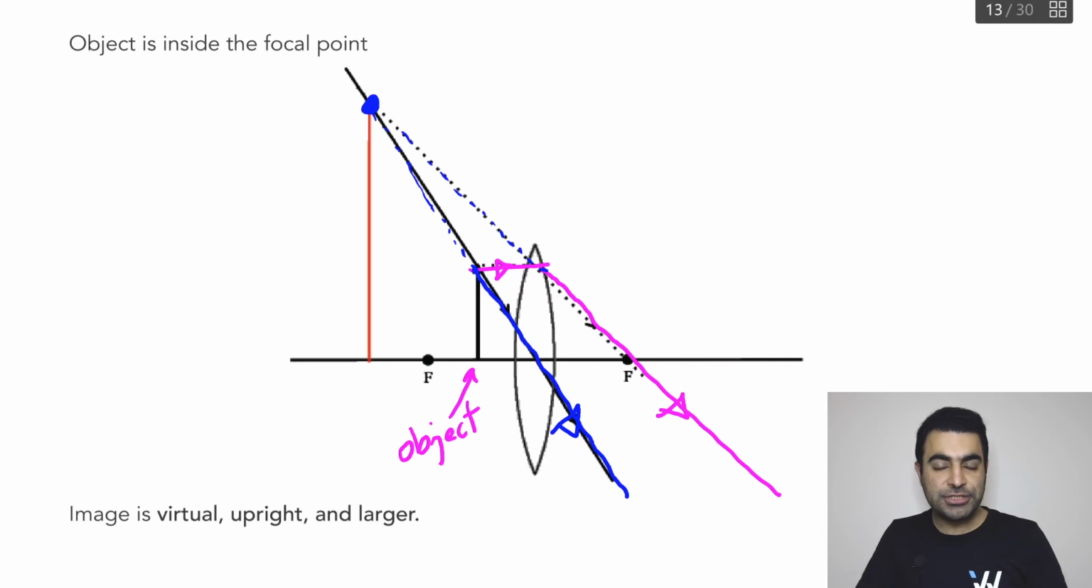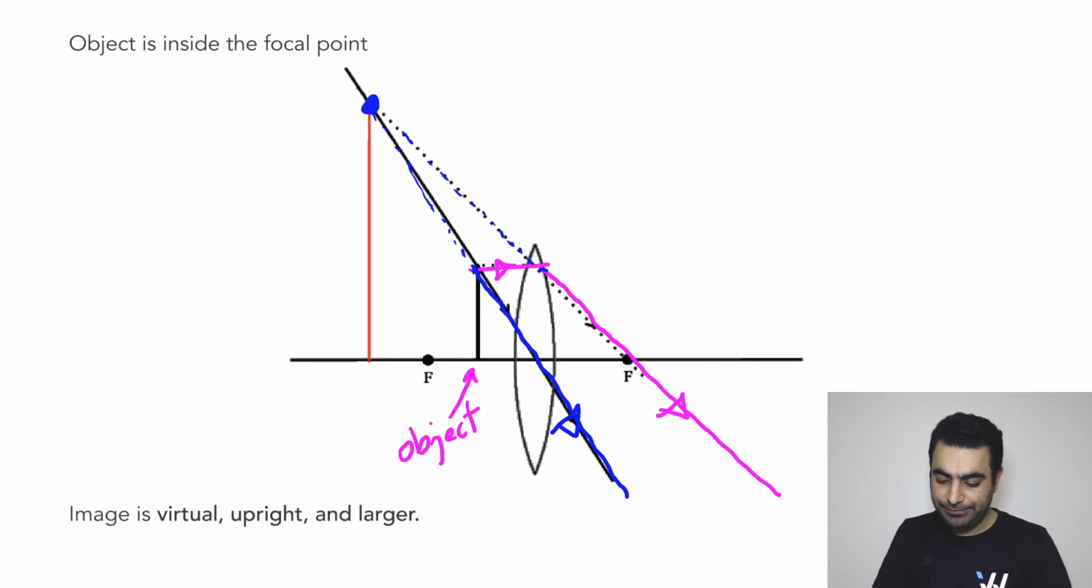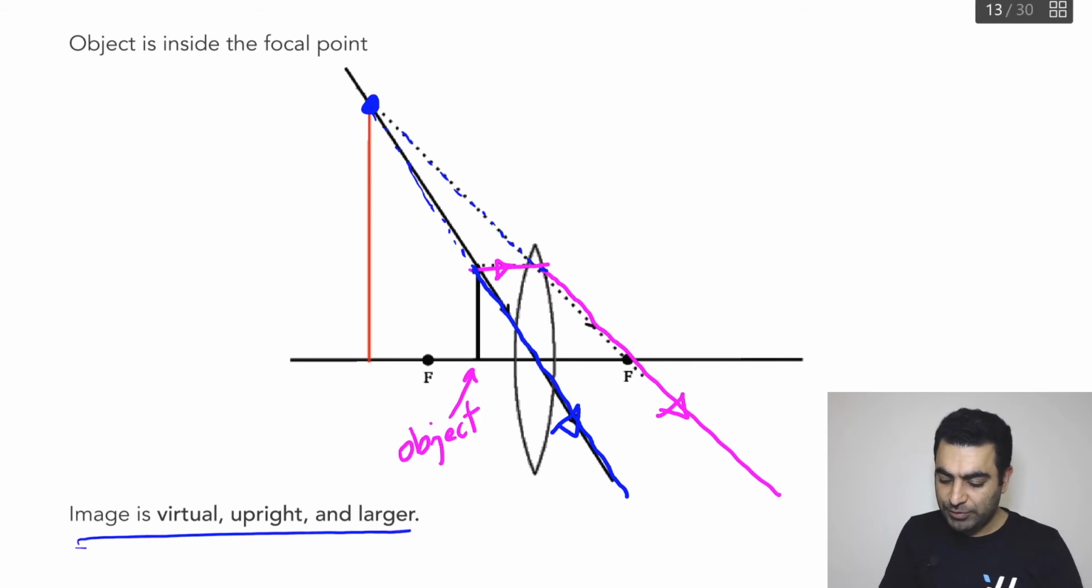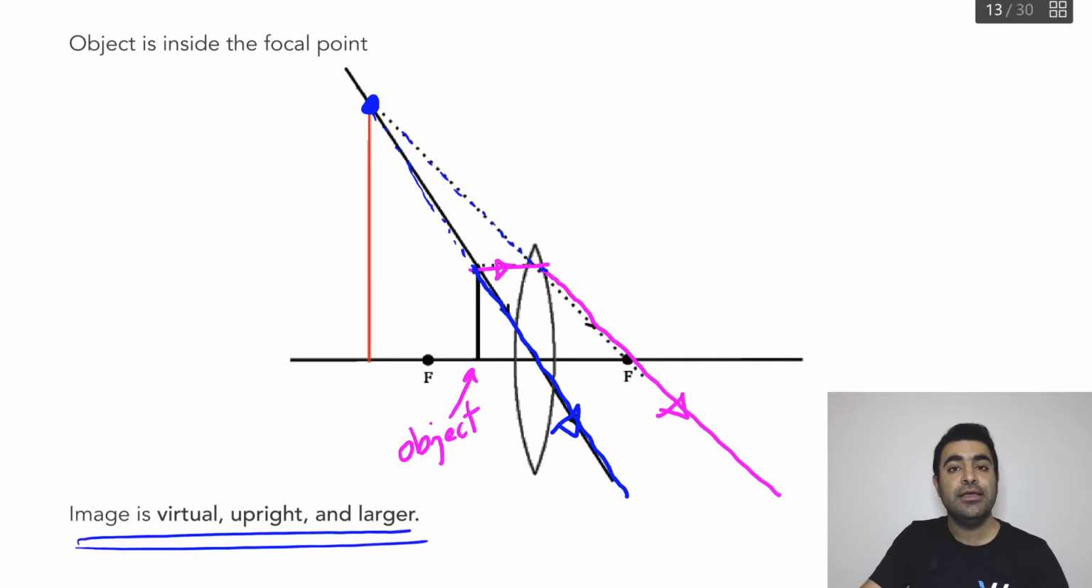Because this image is formed by the intersection of the tracing back of the light rays, not actual light rays, that's why we have a virtual image. Furthermore, from the picture, this virtual image has a larger size and is upright. These are the properties we get here. So if I put an object within the focal length of a convex lens, we produce a virtual image which is larger in size and also upright.